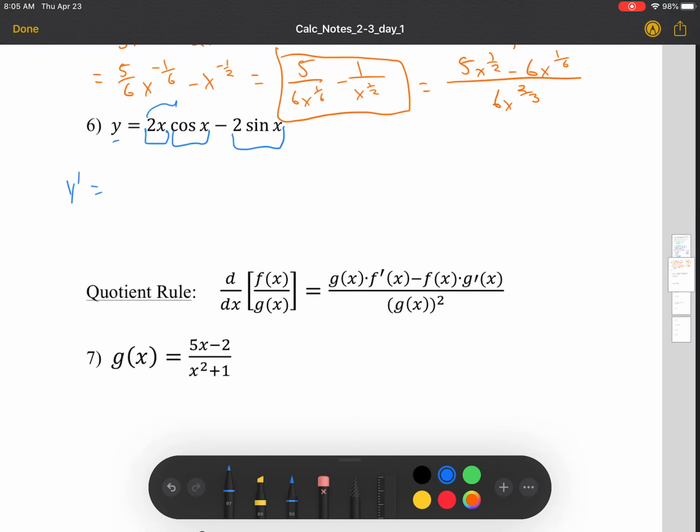Okay, we're only worried about those first two, and then we're going to take the derivative of the last one and add it on. So we're only doing the product rule for those. Okay, so we should get 2x minus sine x plus cosine of x times 2 minus 2 cosine of x. Okay.